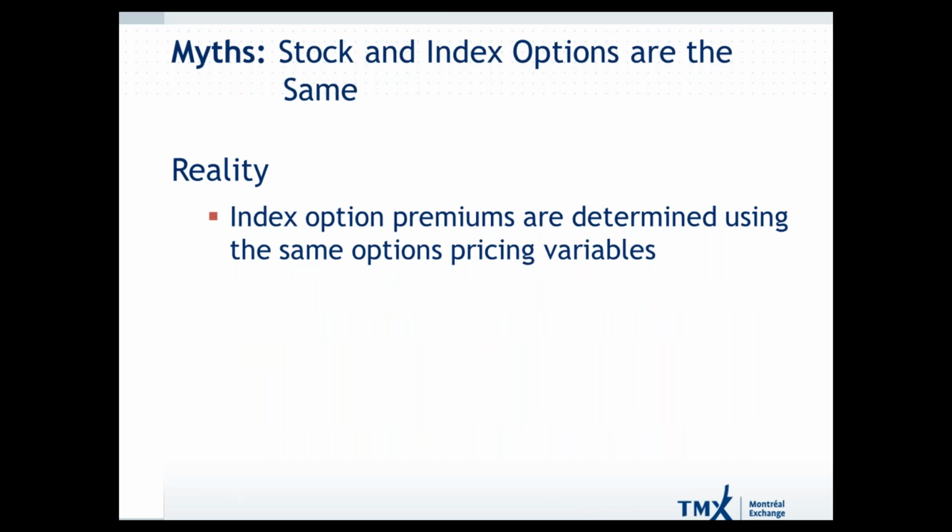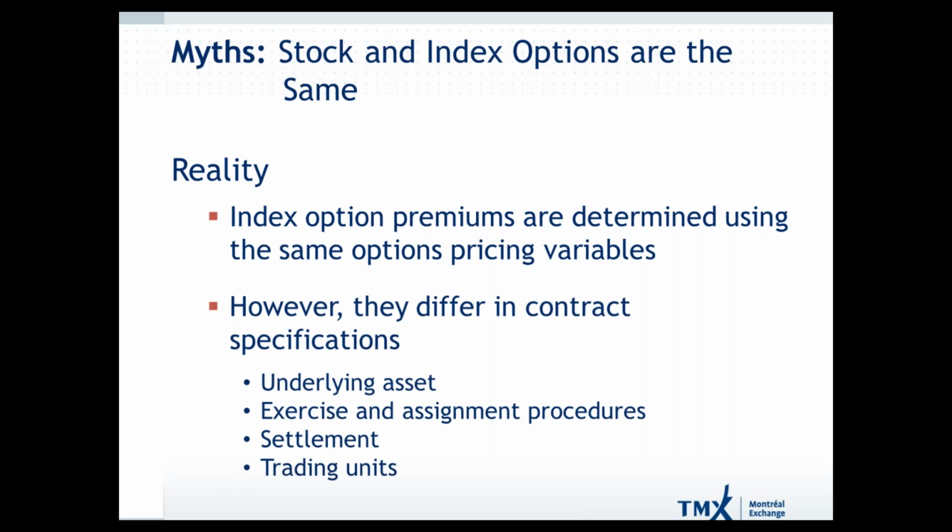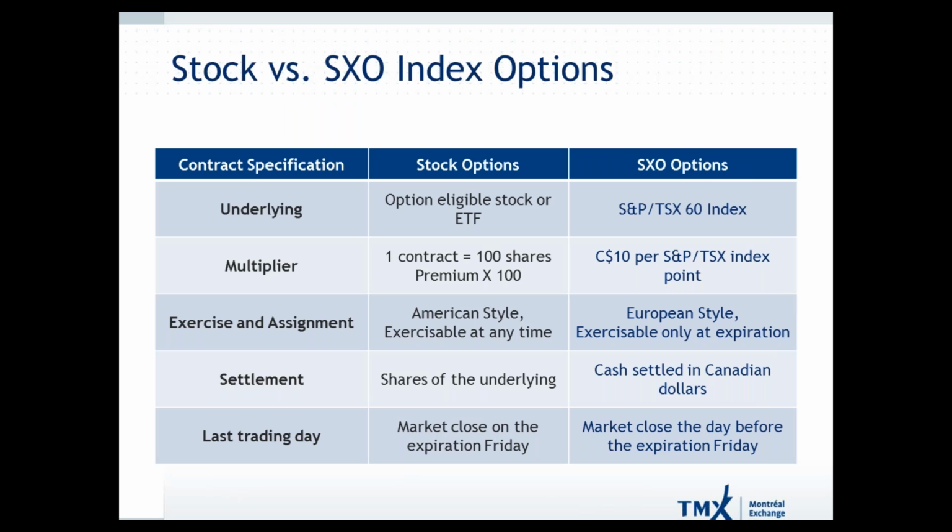The difference between stock and index options is an important consideration, and a lot of people think that they're really one and the same. But we want to recognize that while the index option premiums are determined utilizing the same pricing variables, they actually differ in their contract specifications. So when it comes to the underlying asset by which the options are priced, when it comes to exercise and assignment, when it comes to settlement and trading units, each are actually different.